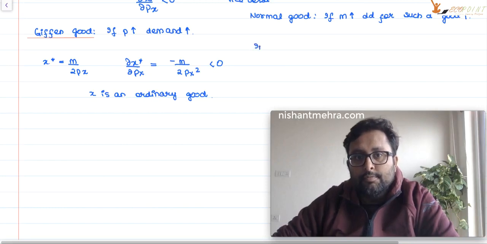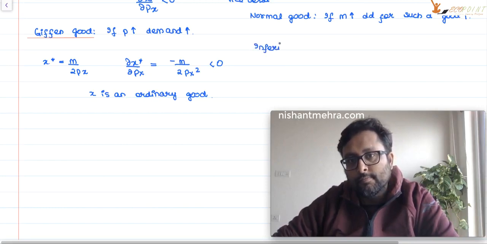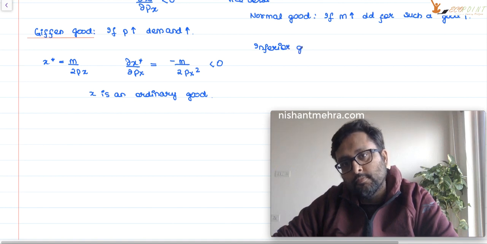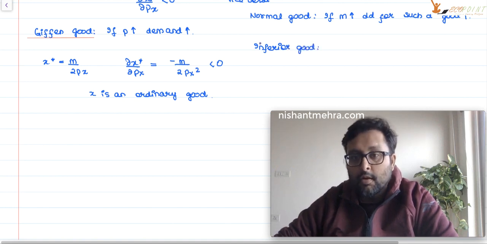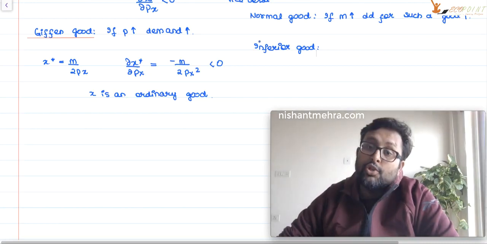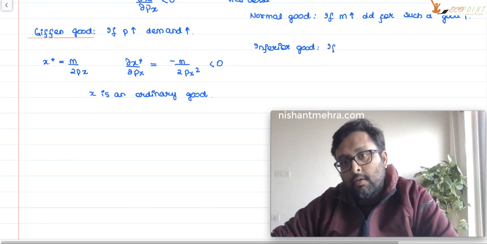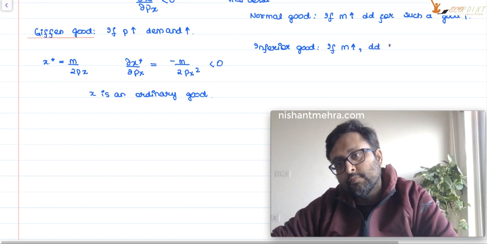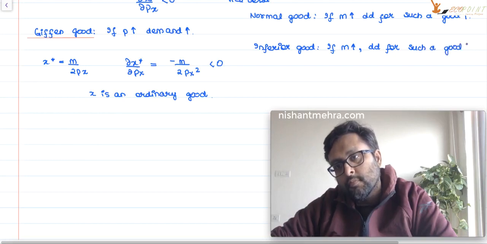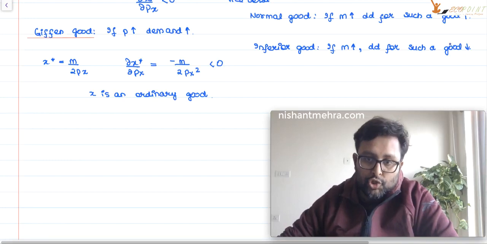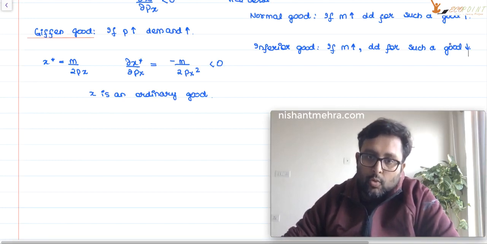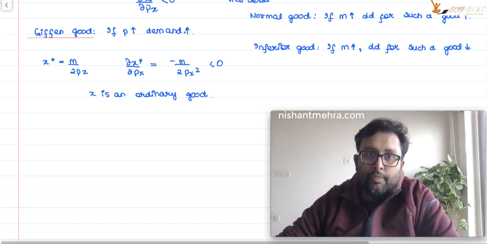What about an inferior good? If income increases, demand for such a good falls. That is what an inferior good is. Right? So there is a negative relationship between the income and the quantity demanded for an inferior good.